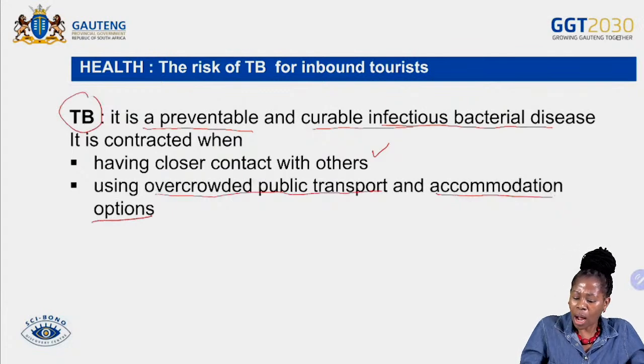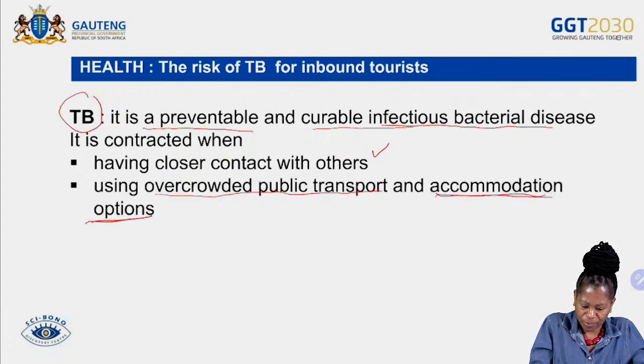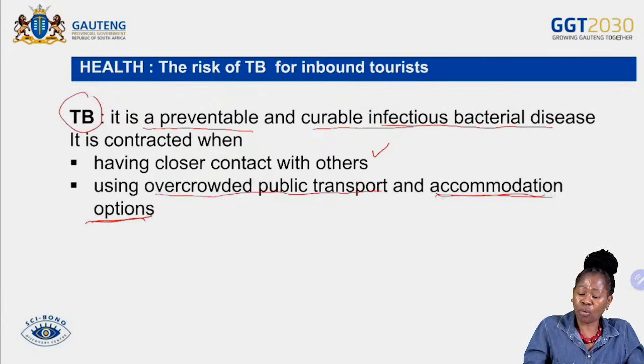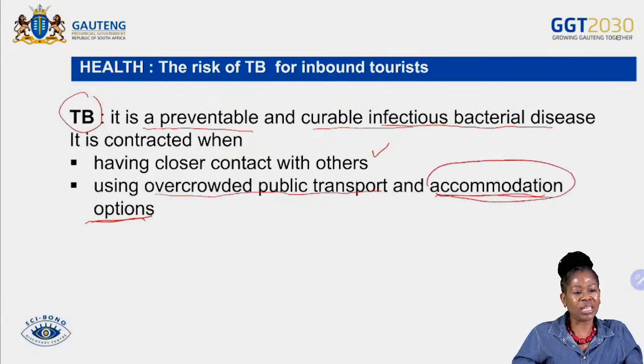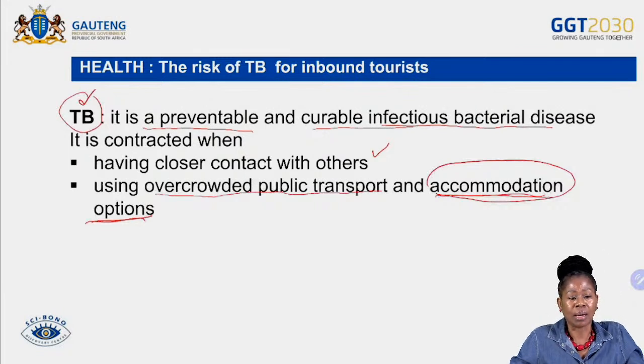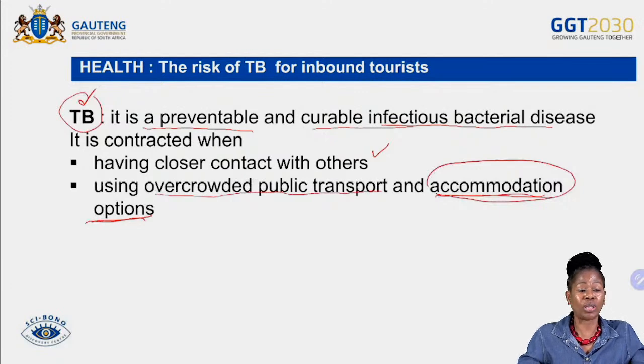And then also accommodation options. Remember, we've got different options. If ever I have a little money or a very low budget, I will choose an option that is going to be cheaper. But the problem is that accommodation can be crowded. It can have many people in there. So doing that, you can contract TB. But we will discuss how we can prevent ourselves from contracting this TB.